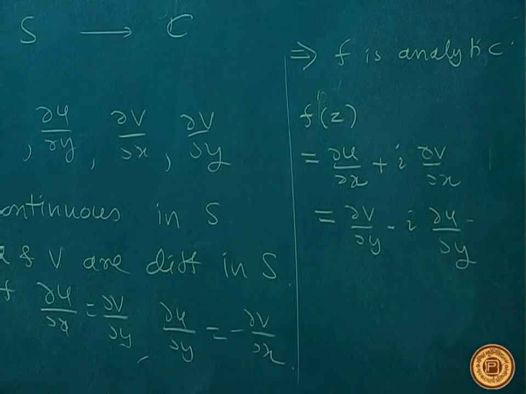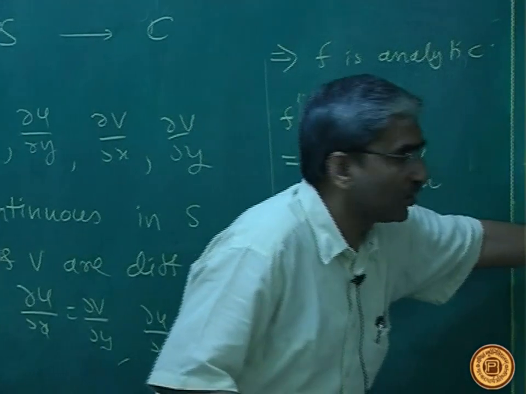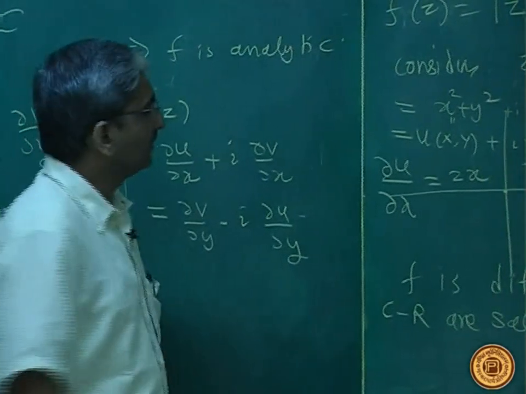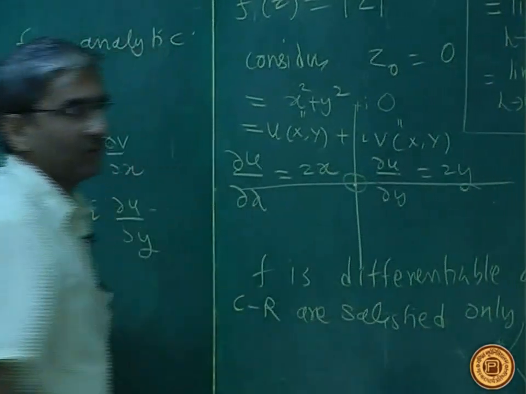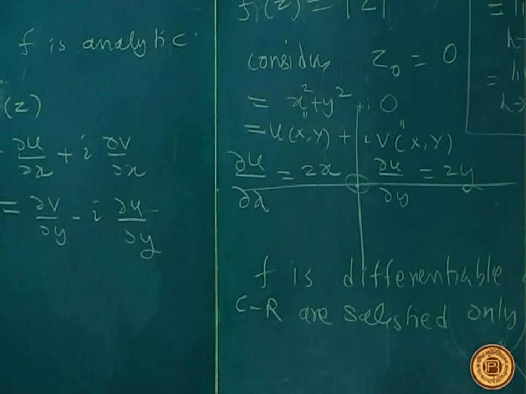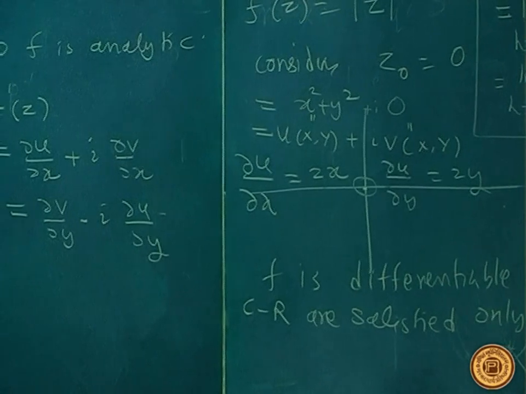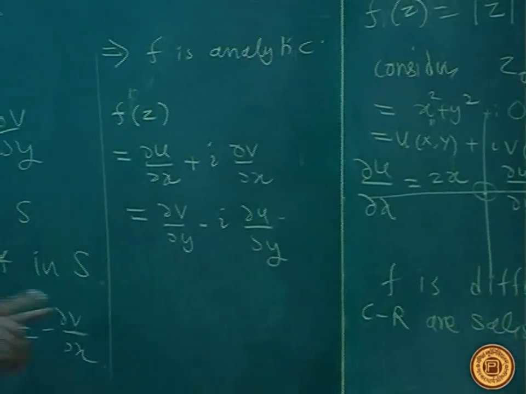Okay. Remember that F dash may exist just at one point, but it may not exist in the neighborhood of that point, like here in case of |z|². Then F dash is not even defined at other points. So we cannot talk about continuity of F dash at point z naught. For talking continuity of F dash at point z naught, F dash has to be defined in the neighborhood of z naught.